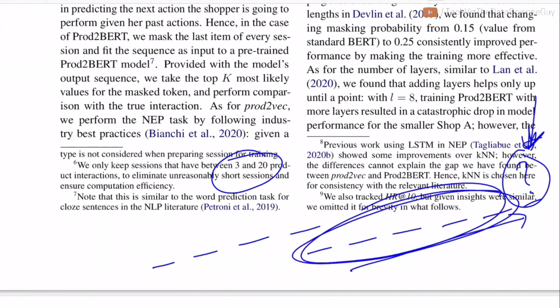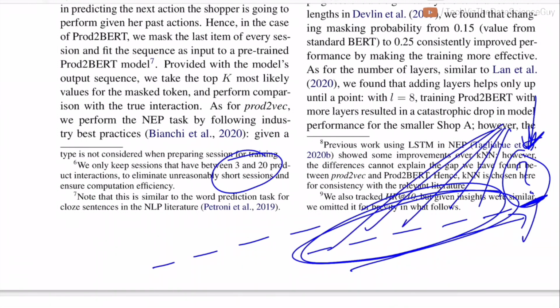So for prod2BERT, which is again a BERT-based architecture that we have discussed, they mask out the last element in every sequence, which is what the BERT is supposed to predict by seeing all the sequence tokens that have occurred in the past.